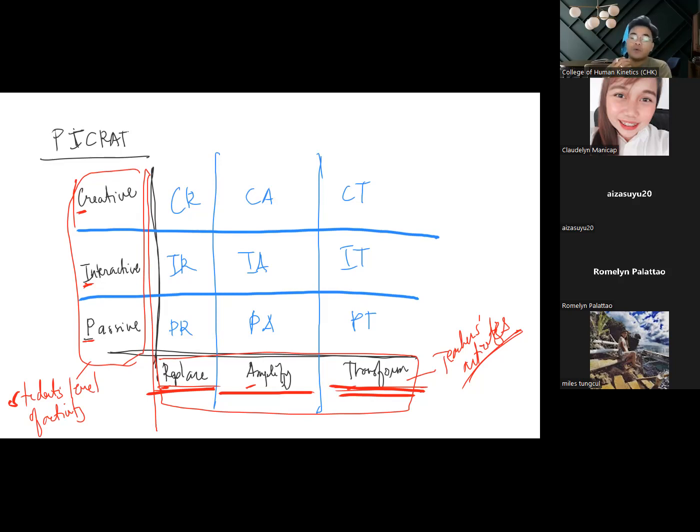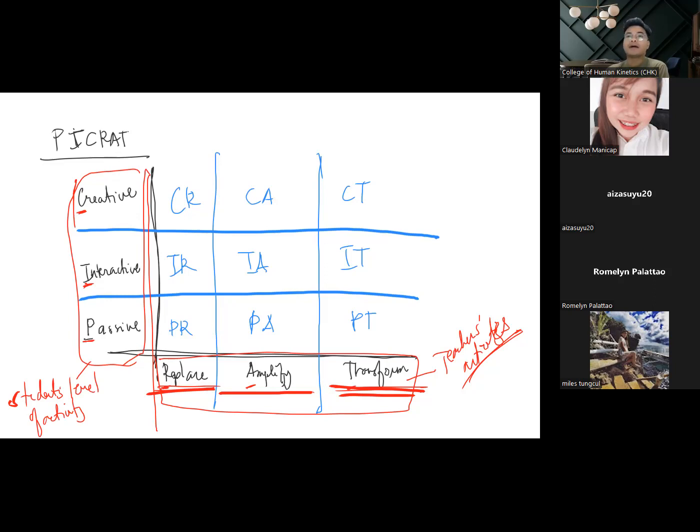Okay? So, when you classify a certain activity in the classroom, according to the PICRAT model, you have to ask yourself first, anong ginagawa ng mga estudyante? Anong ginagawa ni learner? So, halimbawa, let's say, using YouTube in delivering a lesson. Oh, yun yung ginawa ni teacher. Using a downloaded YouTube video in delivering a lesson to the students. What is that? Anong level yun according to PICRAT?